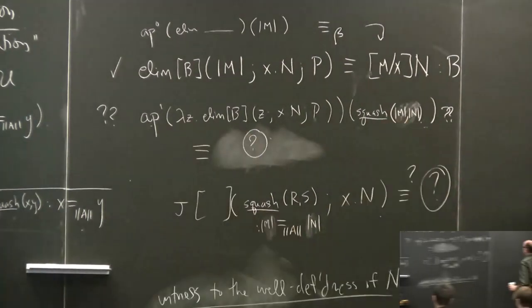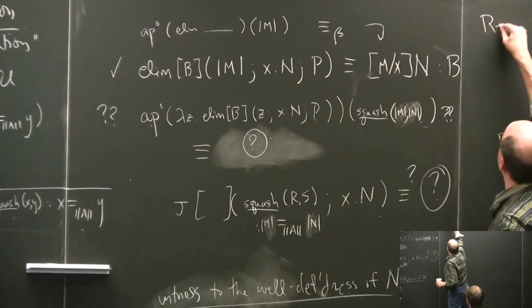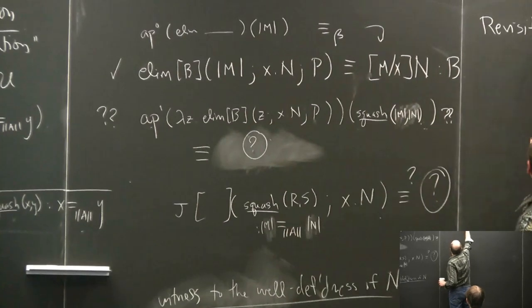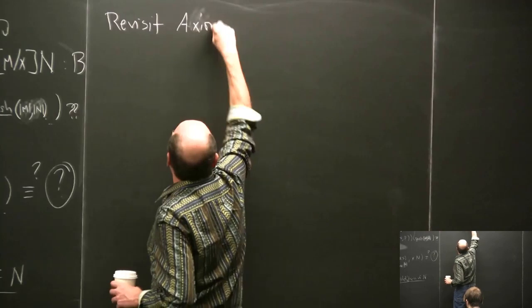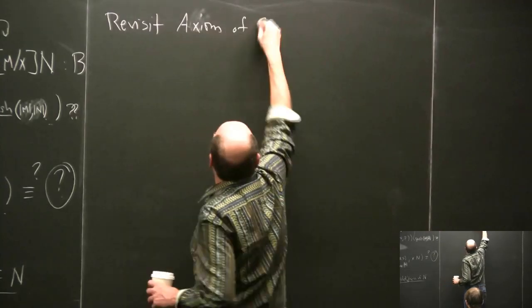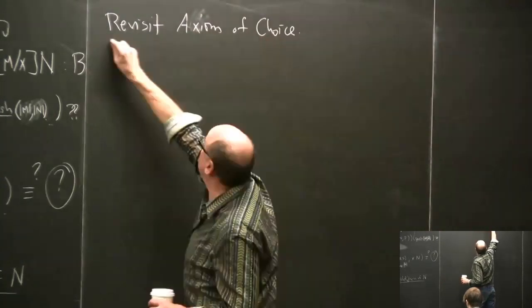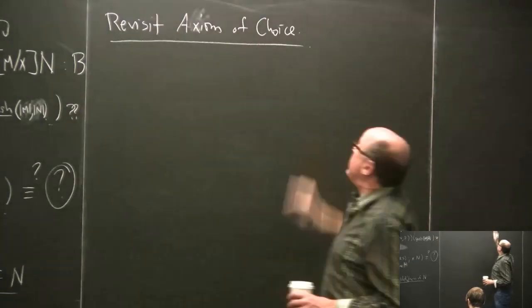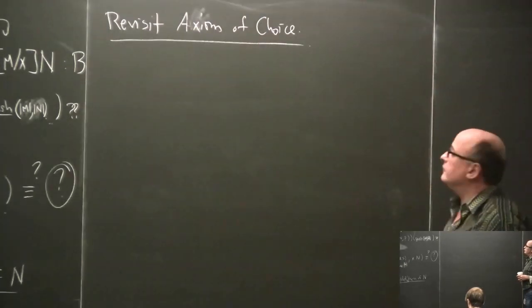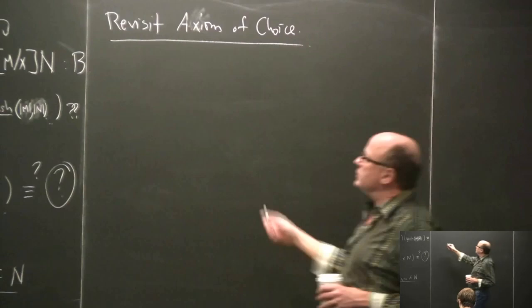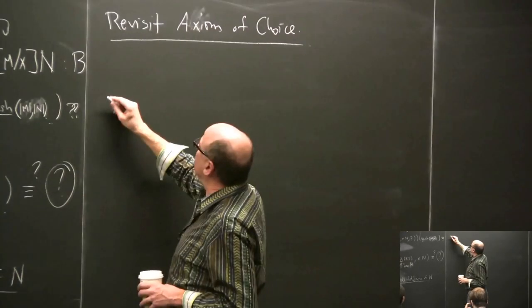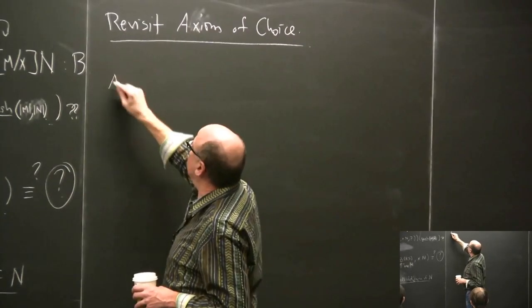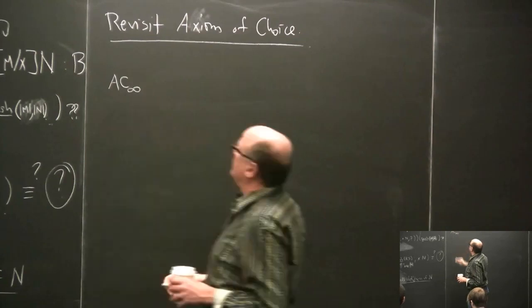Now what I want to do is revisit what is called the axiom of choice. This is also in the book if you want to look at it. Let me just write it like that: the so-called axiom of choice. We talked about this before, and I'm now able to talk about it a little bit more meaningfully. So first of all, let's remember what we talked about before. We wrote down a principle, which I will now call AC infinity.